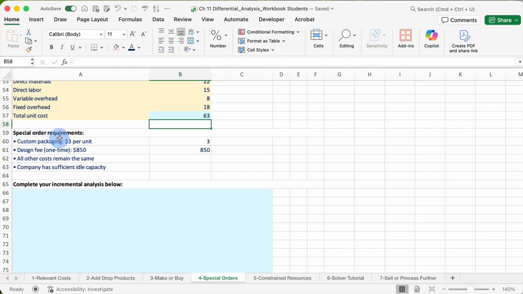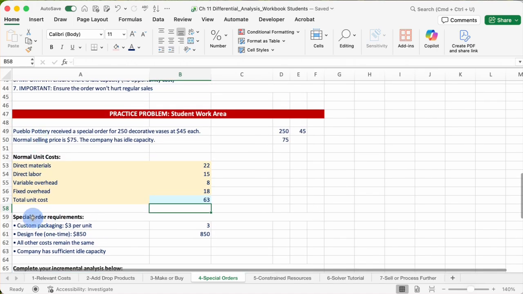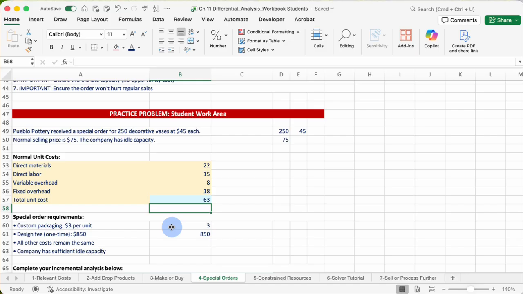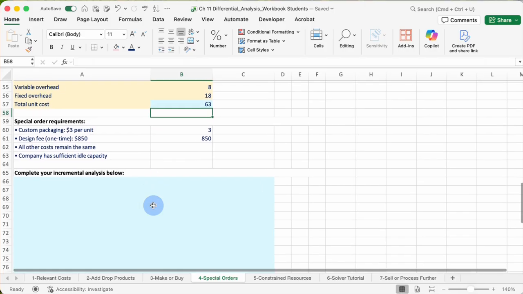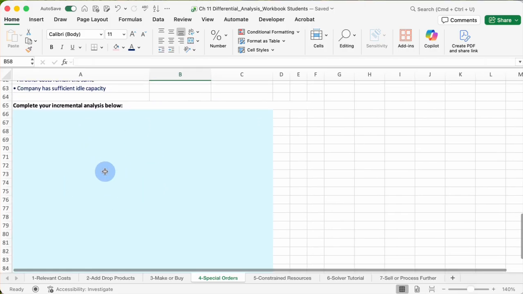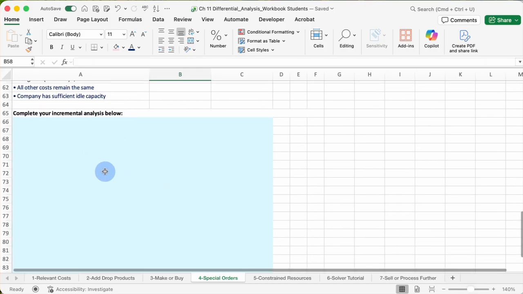We also have some additional special order information. So we know that the packaging for this special order would cost us $3 per unit. We also know that there's a one-time design fee of $850 if we accept this special order. All the other costs will remain the same, and this idle capacity that we mentioned, we have sufficient capacity to produce all 250 decorative vases. So now we have the space below to work out what it is that we're going to do.